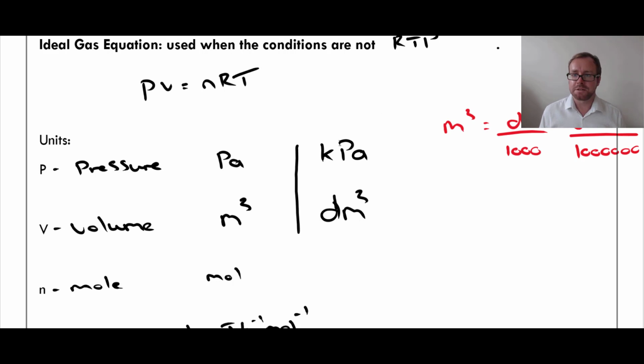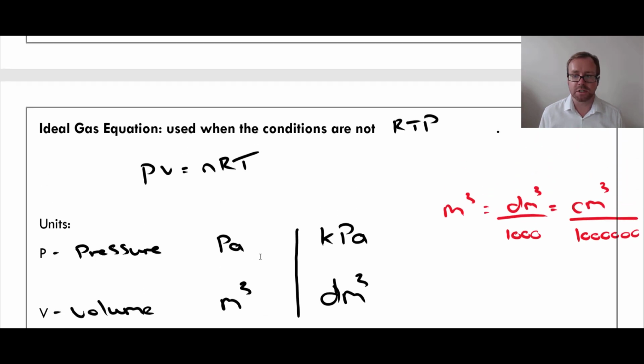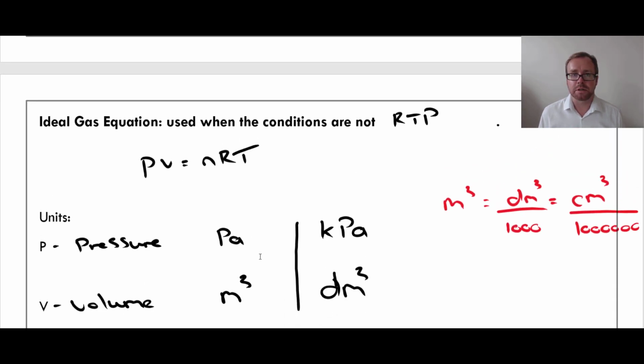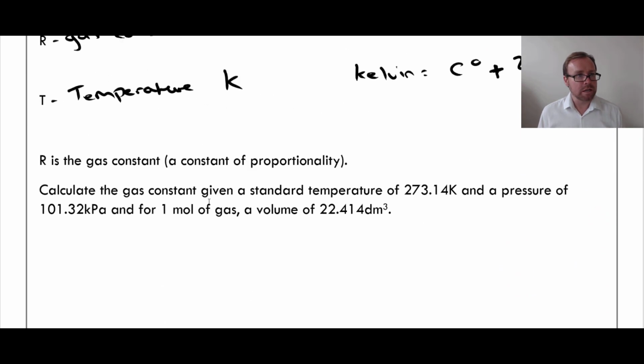Okay, so this is how we can convert it if you need to. I would say that you should stick to kilopascals and dm cubed. However, it's your prerogative. Okay. So I want you to have a go working out this gas constant.